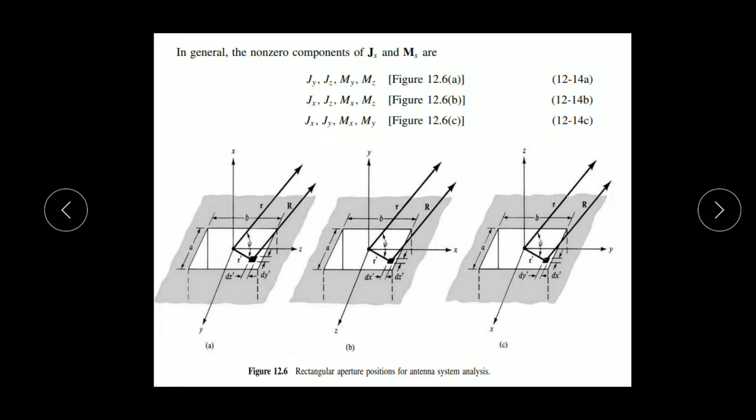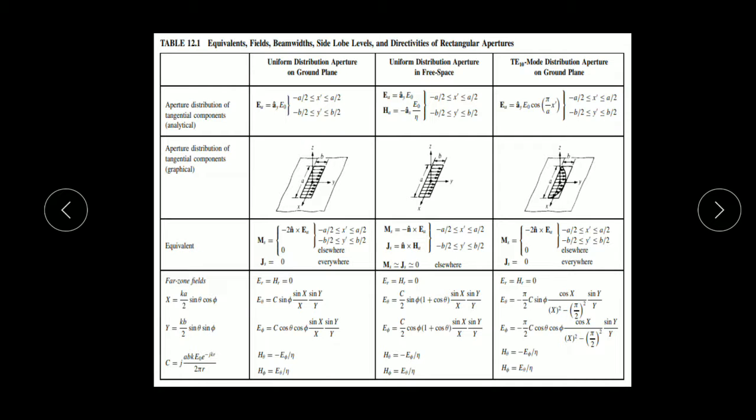For the first, the plane of the aperture is YZ. For another, the aperture plane is X and Z, and this aperture plane is X and Y. So we discuss them completely in table format. First we discuss the uniform distribution aperture on a ground plane.